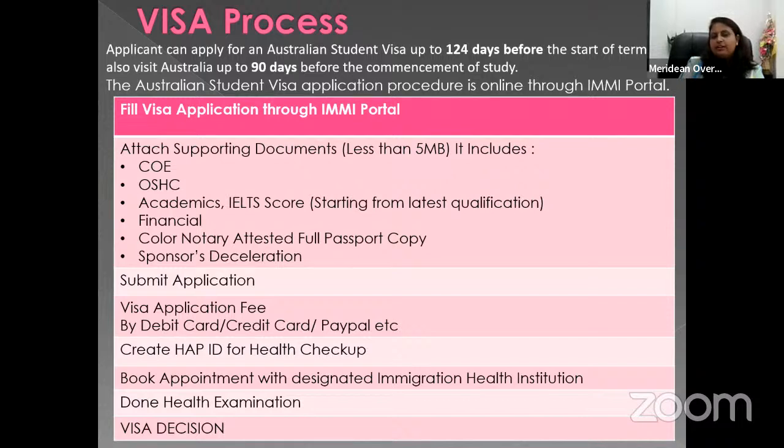Then we will go for a health checkup. There are immigration-designated institutions where we can have our health checkup. As soon as we are done with the health checkup and our report reaches immigration, they will give us a final decision within 4 to a maximum of 45 days, and up to 60 days as well, depending upon the file and the profile. Once you receive the visa, you are good to go and you can fly to Australia.